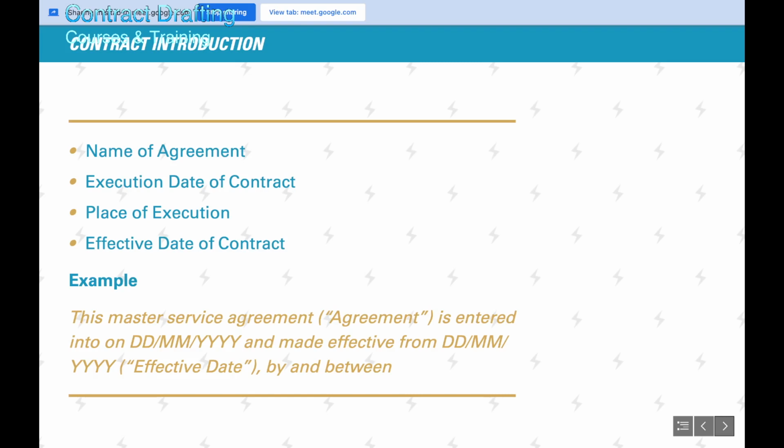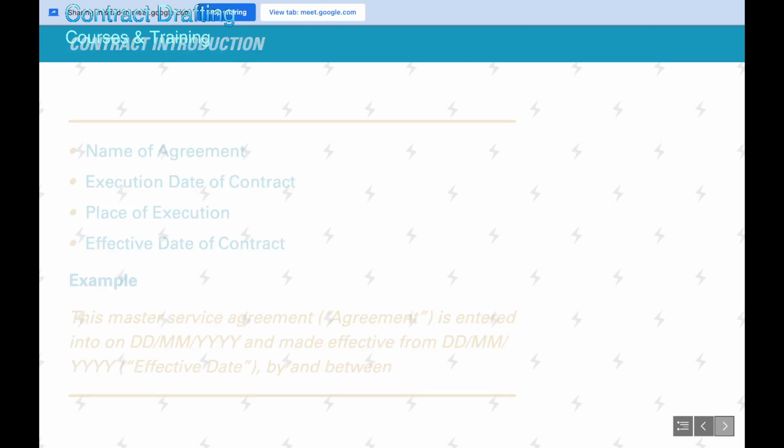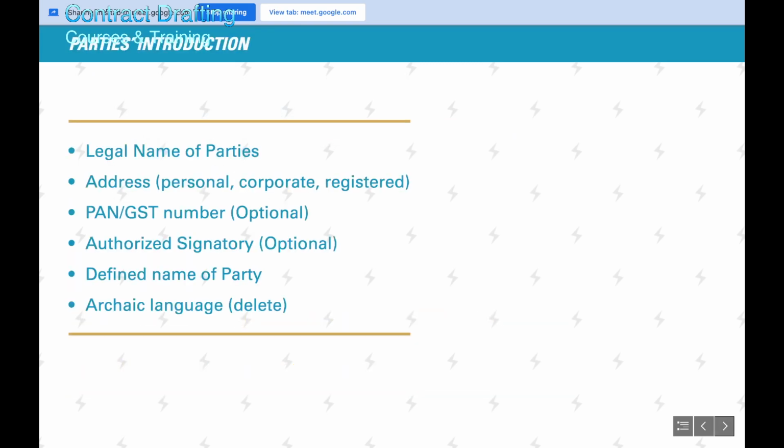And then you have to specify the date which will be the start date of the contract. It can be a back date, the current date, or a future date. It is also called the commencement date, or it can have any other name. Next is the legal name of the parties, which we already discussed.